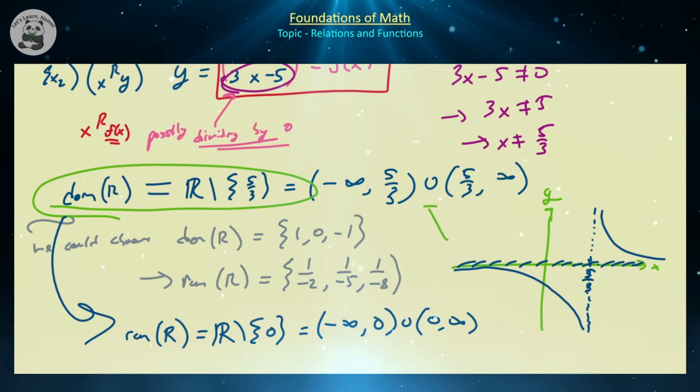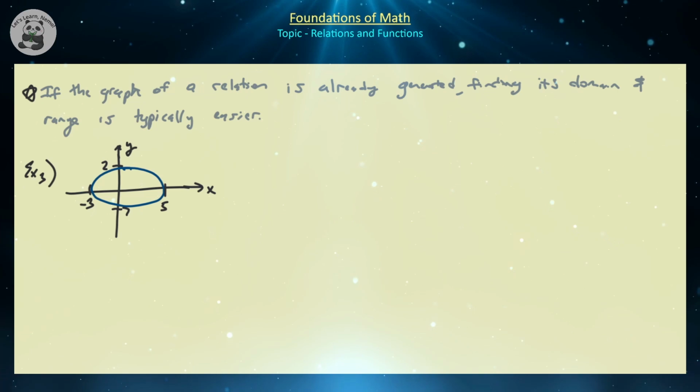But again, sometimes those answers are not very easy to see from the algebraic representation of the function. You usually have to know a little bit about the actual family of functions that you're working with before you can easily see that just from its algebraic representation. Generally speaking, if the graph of a relation is already generated for you, finding its domain and range is typically a lot easier than if you were just given an algebraic representation of the relation and asked what is the largest possible domain and range you can assign to it.